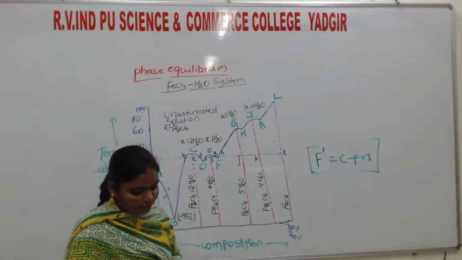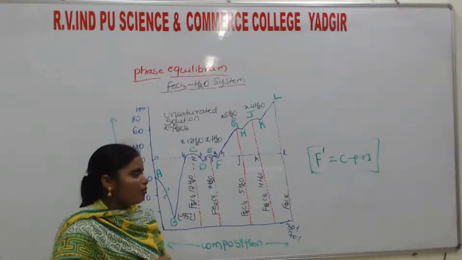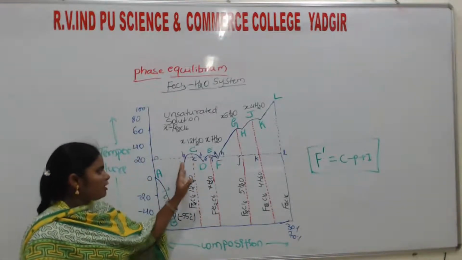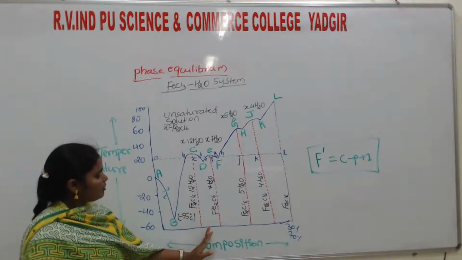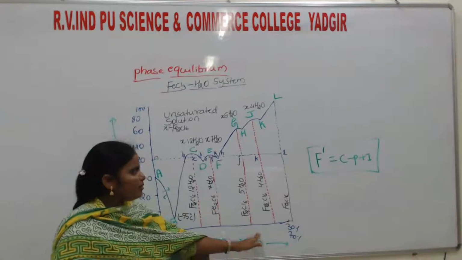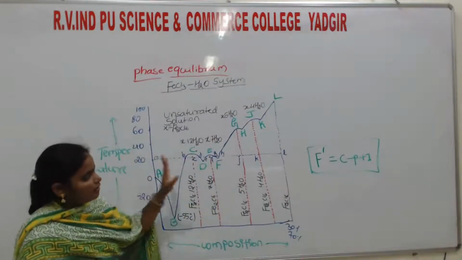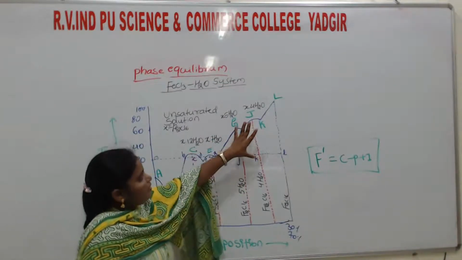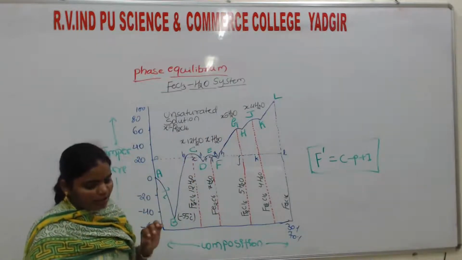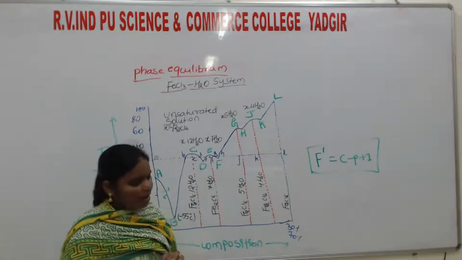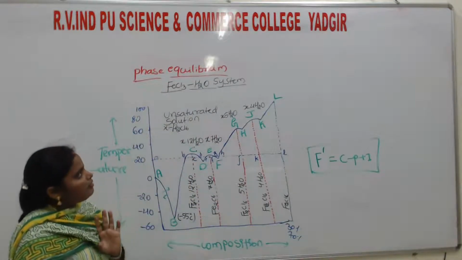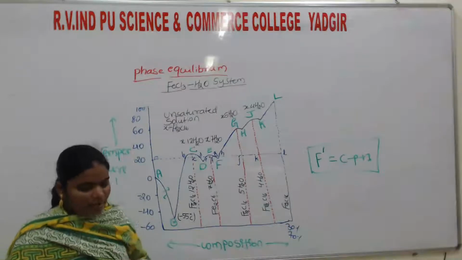So temperature and composition: different conditions of temperature and composition. Here this is one composition, this is a different temperature, and this gives a different composition and different temperature. With different temperature and composition, you get an equilibrium condition. And this is a phase diagram for the ferric chloride and water system.